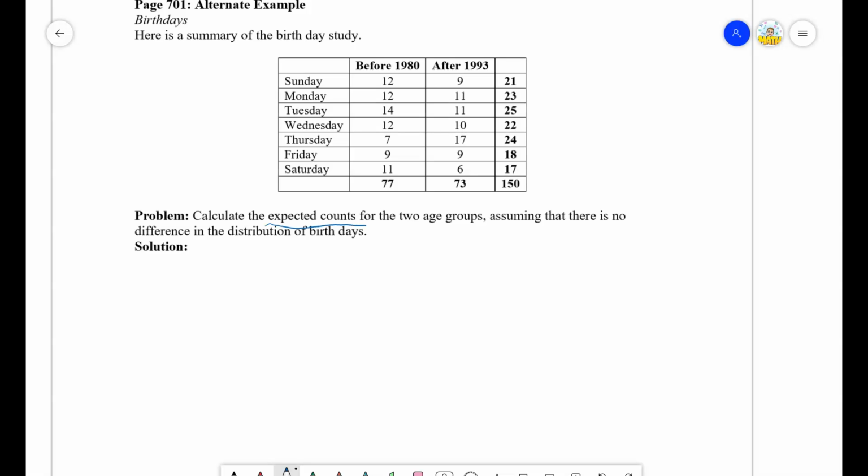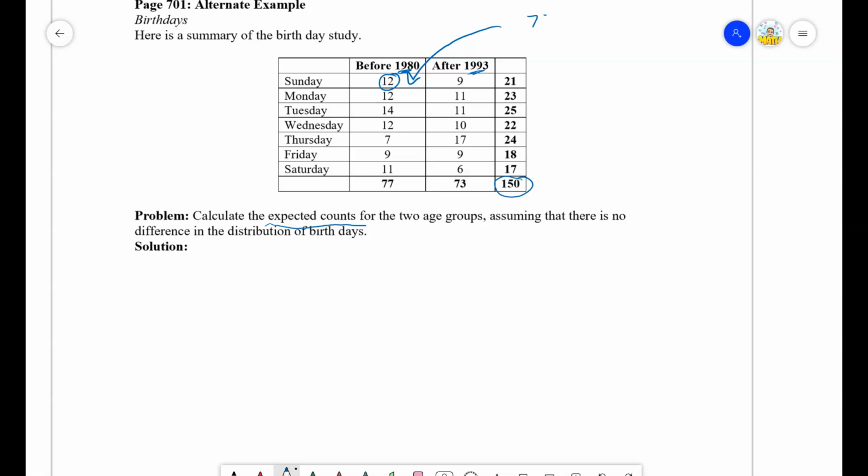If these two variables come from the same distribution, then how many values would we expect to land in this cell right here? In other words, how many out of the total of 150 people in the sample, if there's no interaction between the year before 1980 and after 1993, if that doesn't affect the distribution, would we expect to land in there? Just think of basic probability. What's the probability that a number would fall in that cell?